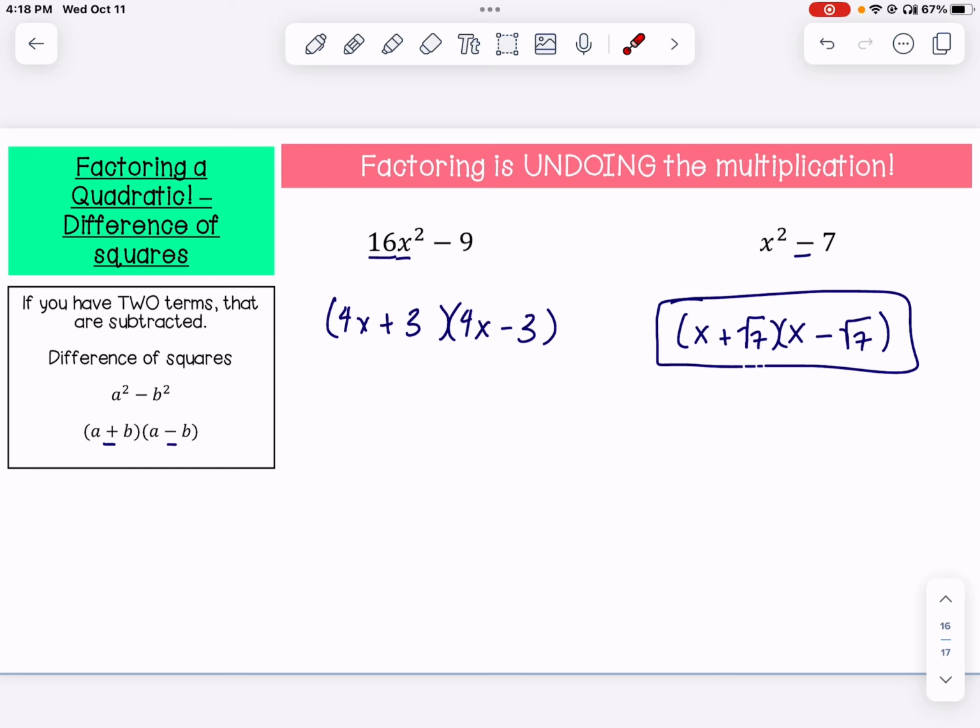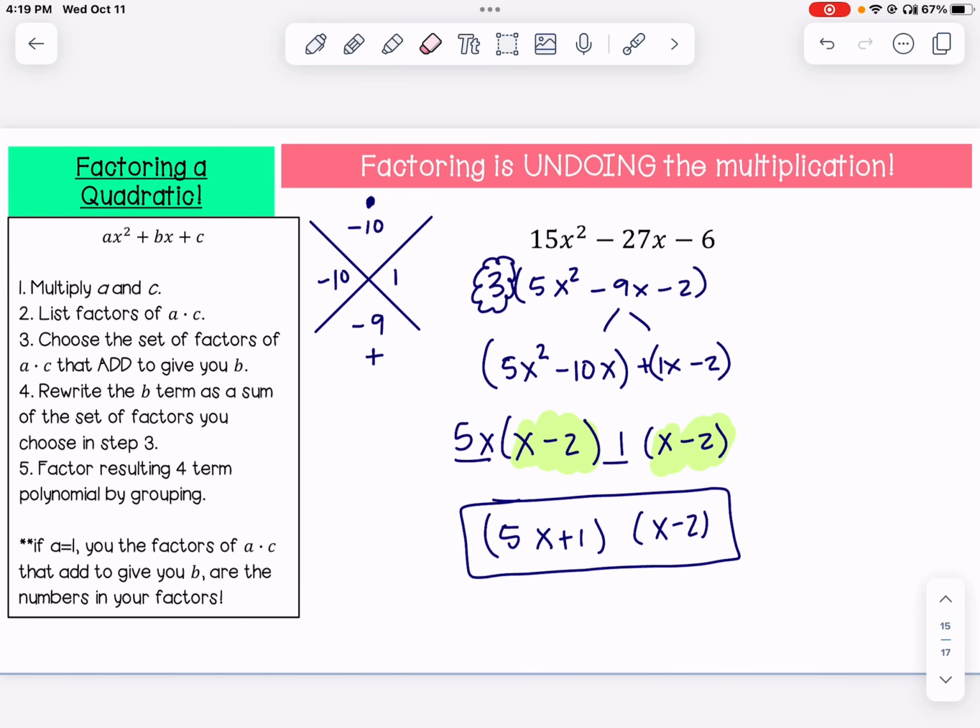So that is another common way that we end up factoring quadratics. And if it's a binomial, this is how we can tackle it. If it was a plus sign, it wouldn't be factorable with real numbers. And then if it's a trinomial, this is our other method.